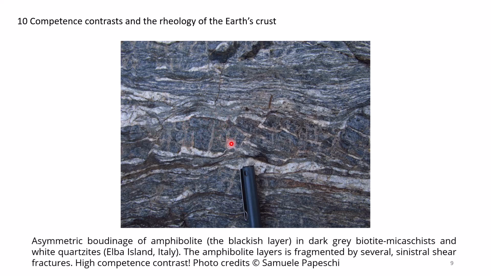tensile fractures are forming. We also see that some of the fragments of the boudins start to rotate, which indicates that the stretching is not quite parallel to the layering here. Some form of oblique stretching is responsible for the formation of the structures that we see. Highly ductile shearing in the biotite mica schists, brittle failure and boudinage in the amphibolite layer. The high competence contrast is indicated by the angular geometry of the boudins.